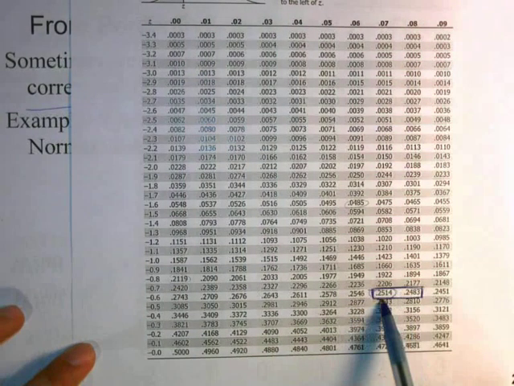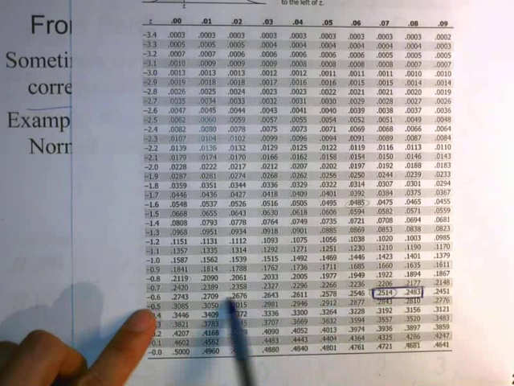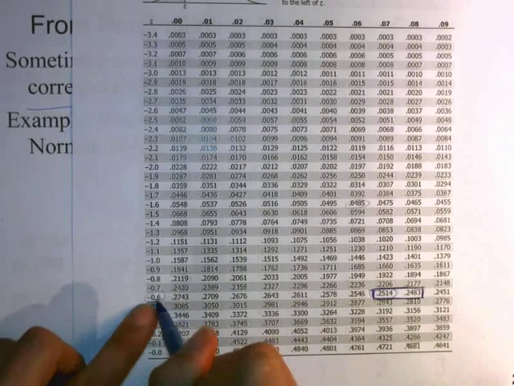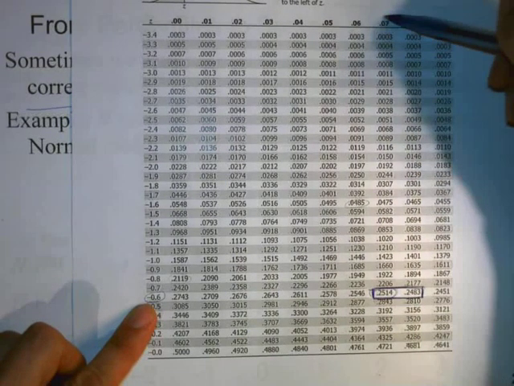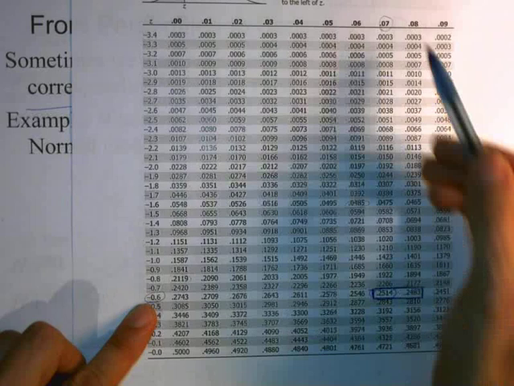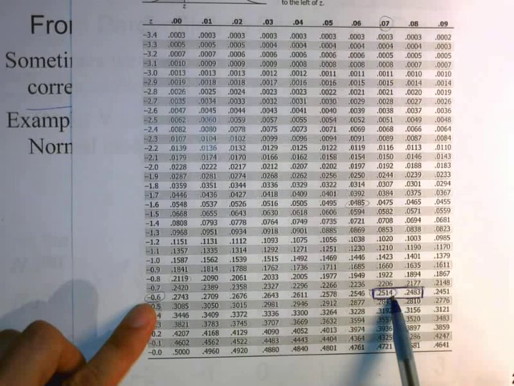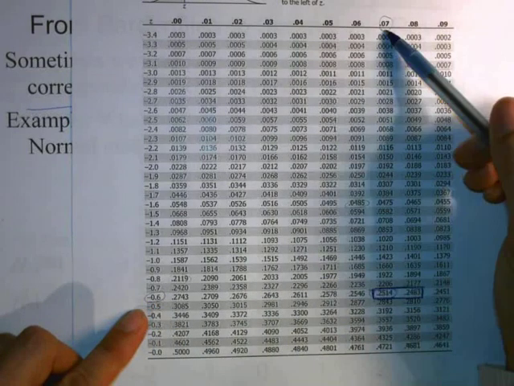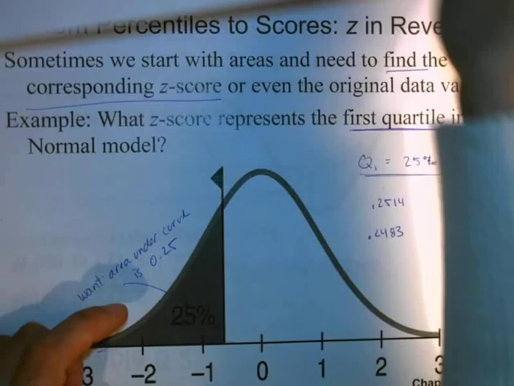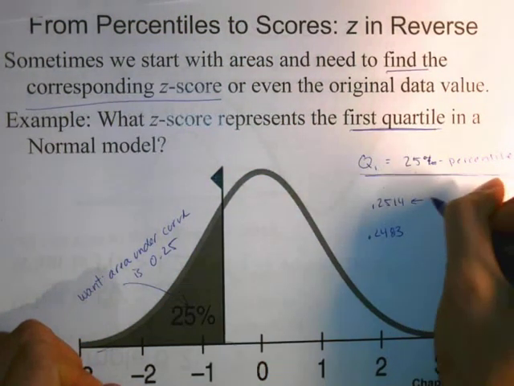And let's actually go back to this. Figure out exactly what z-score corresponds to 0.2514. If I travel this over to the left, I find that it's negative 0.6, and then I travel up, I find that it's 0.07. So the z value that corresponds to 0.2514 is negative 0.67. So let's write that down.